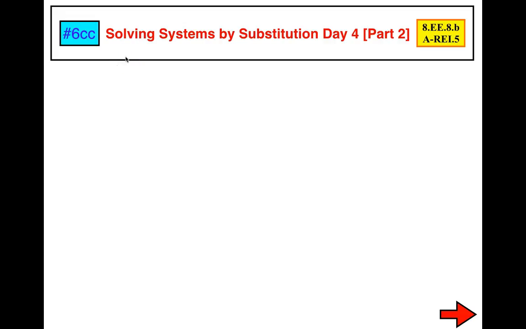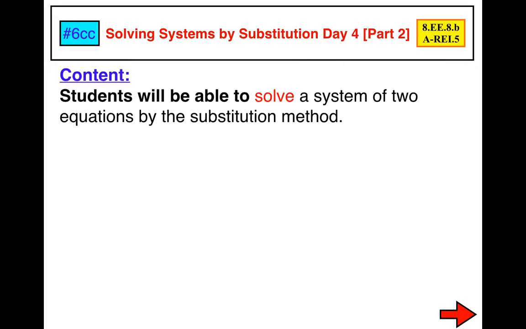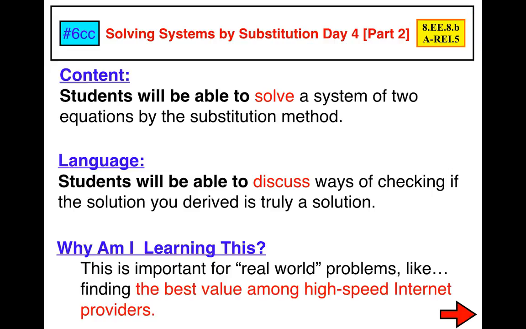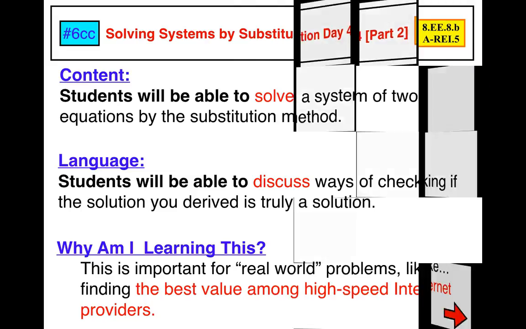Today we are going to be working on solving systems by substitution, day 4, part 2. Our content objective is students will be able to solve a system of two equations by the substitution method. Our language objective is students will be able to discuss ways of checking if the solution you derived is truly a solution. And why am I learning this? Well, it's important for real-world problems like finding the best value among high-speed internet providers.